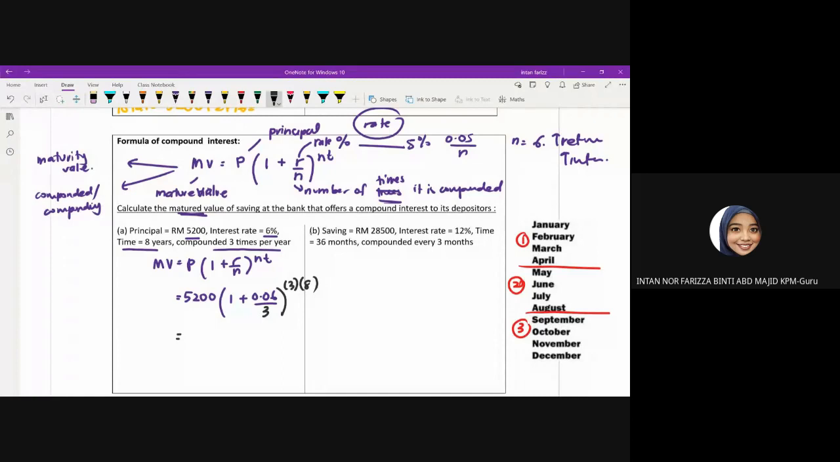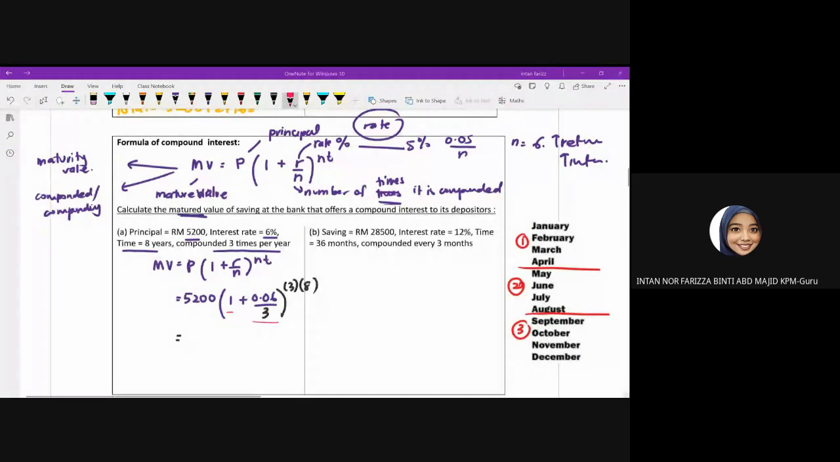Now let me teach you how to press the calculator. I hope you're ready with your calculator. Okay, first, you press 0.06 divided by 3. Equal sign, plus 1. Equal sign, and then you press... wait, let me press it myself, I'm afraid you won't notice.